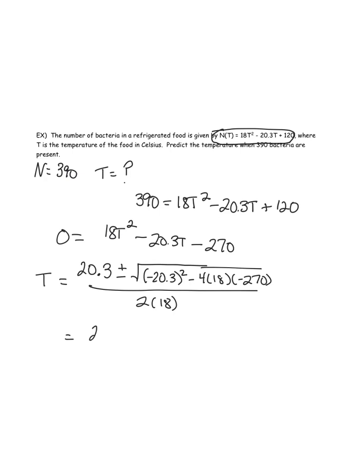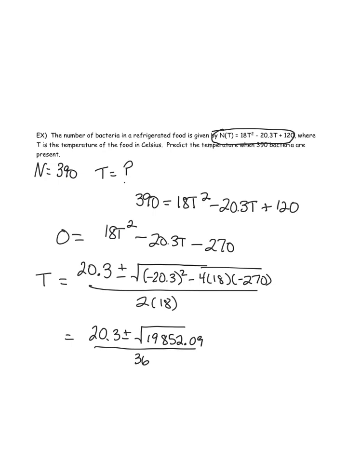All right, so 20.3 plus or minus the square root of 19,852.09, all over 2 times 18, which is 36.